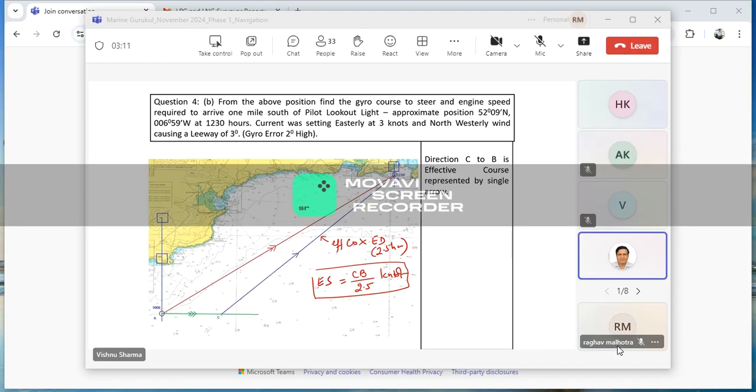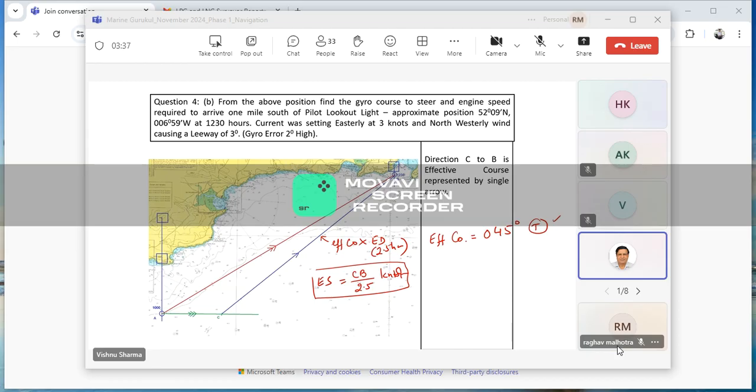Now let us say, I'm just taking an approximate effective course, this is what I'll have to do on the answer sheet. I don't have to draw it here. Effective course, let us say, just as an example, measured from the chart: I put my parallel ruler on the blue line, take it to the compass rose, and measure, and let us say I found it 045 degrees true.